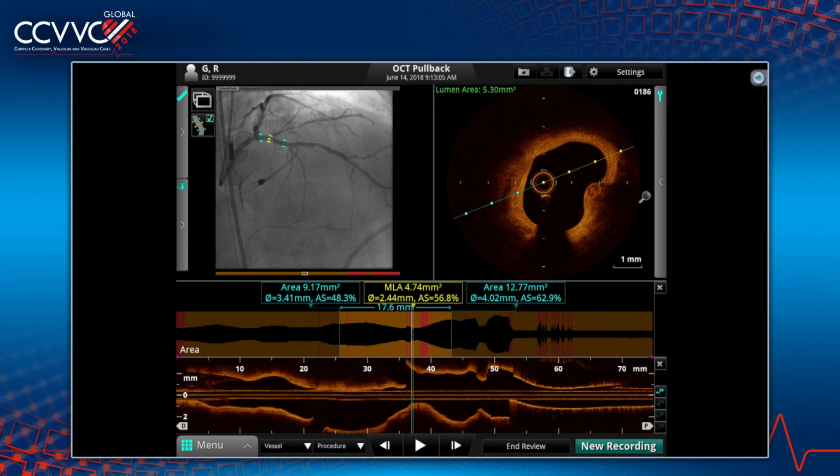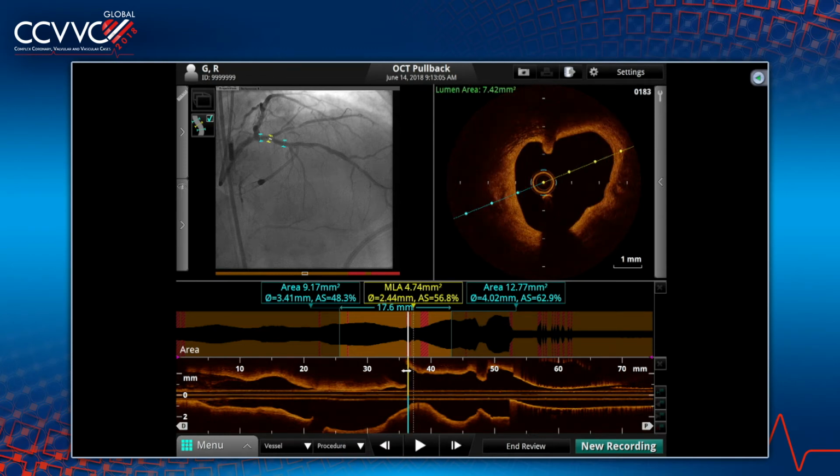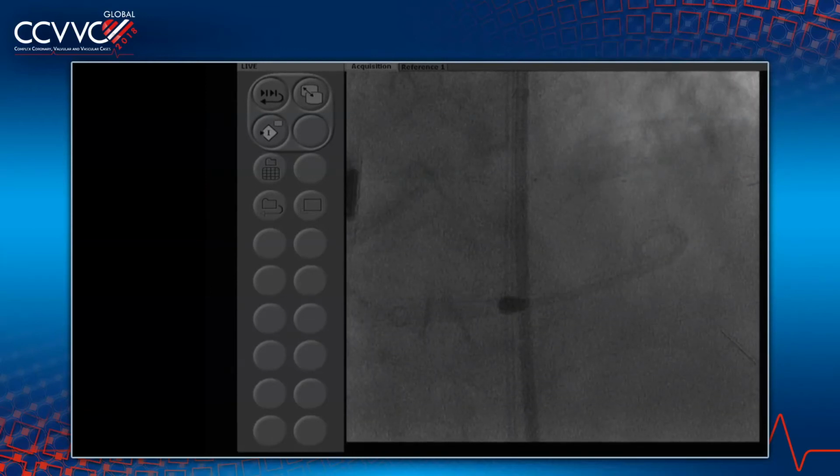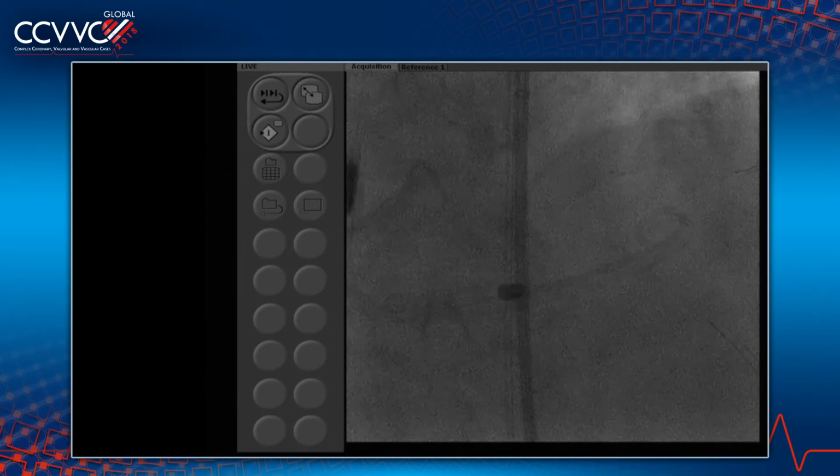The ostium of the diagonal didn't look severe on the OCT, but the FFR was positive across the LAD into the diagonal. Is that correct? Okay, you see that? That is exactly where the ostium of the diag is. What did you get for an MLA there? The MLA at the LAD at that level is like 4.7. 4.7 is pretty big. Not bad.